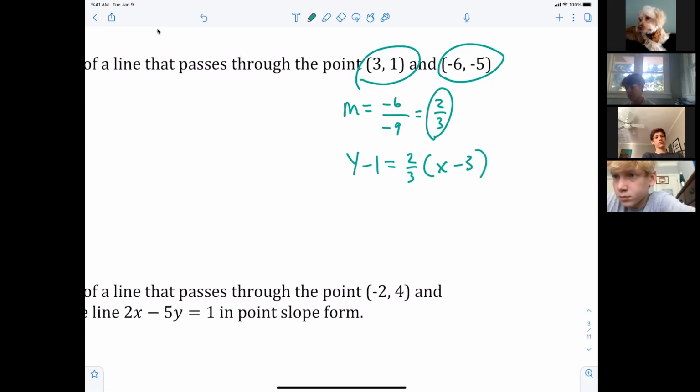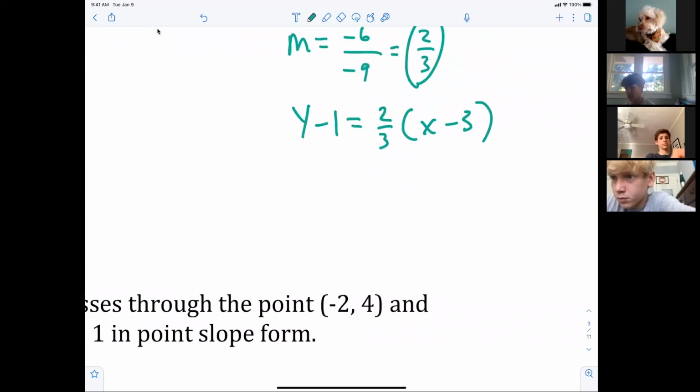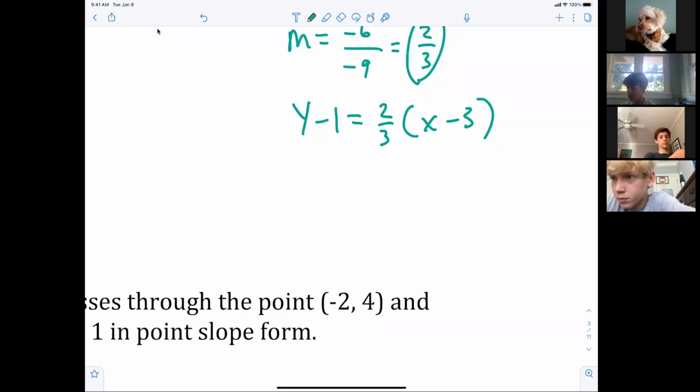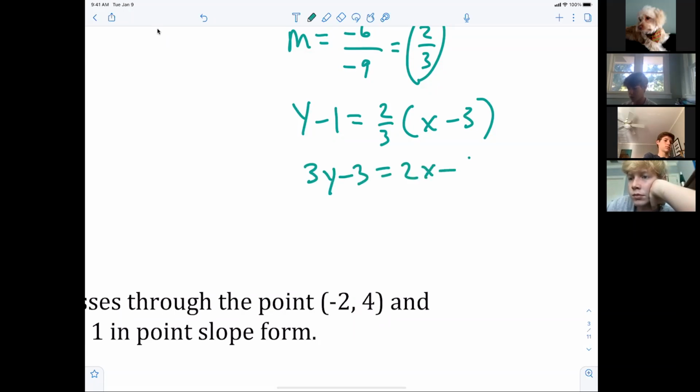Y minus 1 equals 2/3 times x minus 3. Does everybody agree? Now, do you recall standard form, you're not allowed to have fractions. So now I have to multiply the left side by 3, and then I distribute. Everybody should be able to tell me that's 3y minus 3 equals 2x minus 6. Putting the x and y together with the x being positive, 2x minus 3y equals 3.